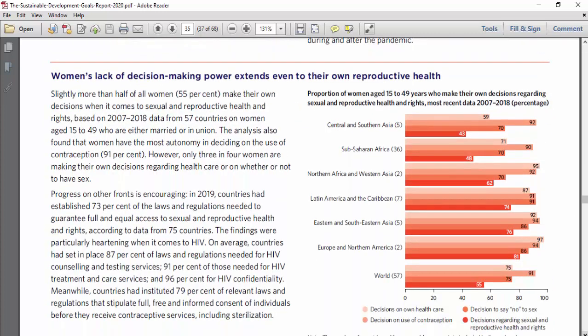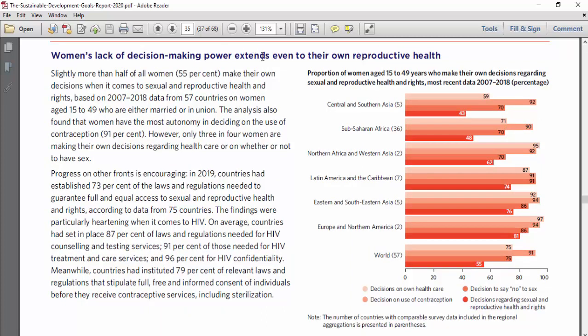Okay, then finally, women's lack of decision-making power extends even to their own reproductive health. Slightly more than half of all women make their own decisions when it comes to sexual and reproductive health and rights, based on 2007 and 2018 data from 57 countries on women aged 15 to 49 who are either married or in union. The analysis also found that women have the most autonomy in deciding on the use of contraception. However, only 3 in 4 women are making their own decisions regarding healthcare or on whether or not to have sex. Okay. So let's go on.